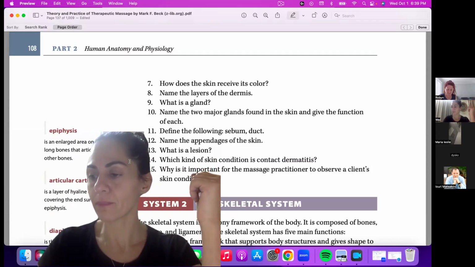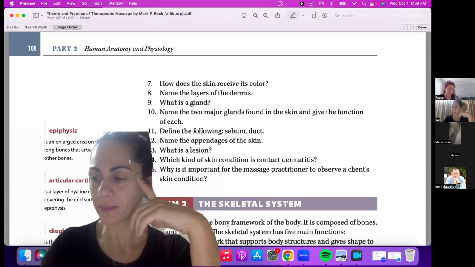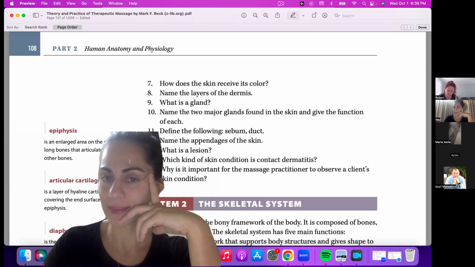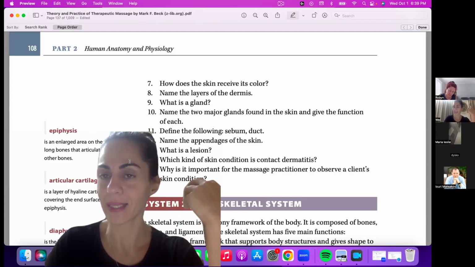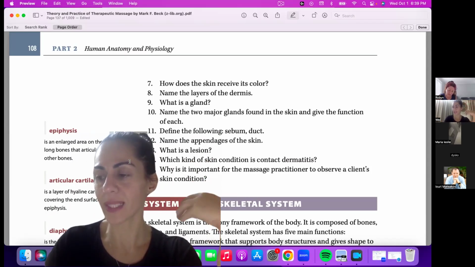Alrighty. Number 9. What is a gland? Write that down. A gland is an organ that is either going to secrete or excrete, right? So either it's going to secrete something or it's going to dump something.